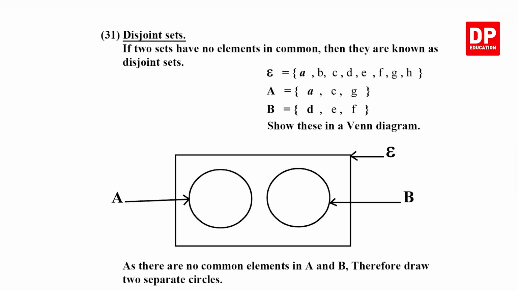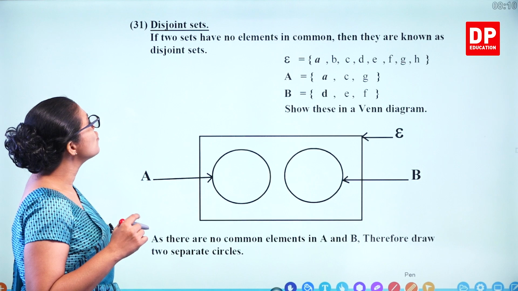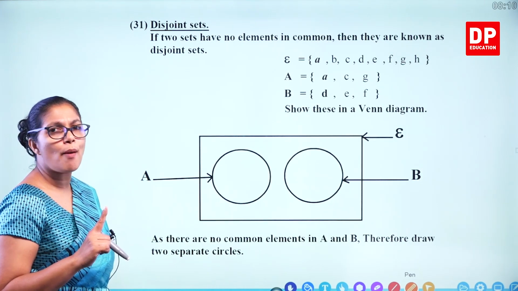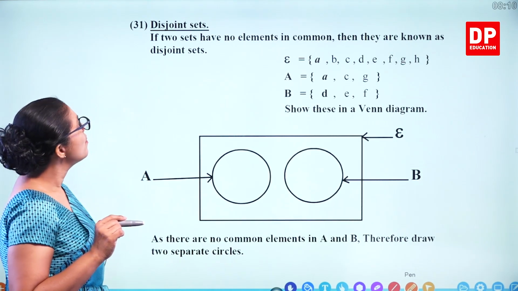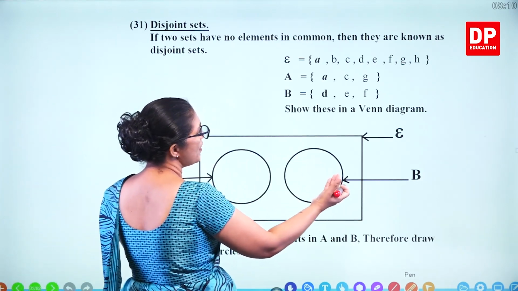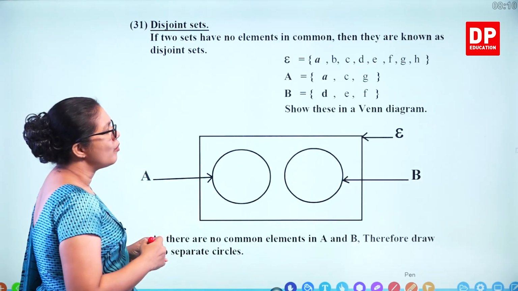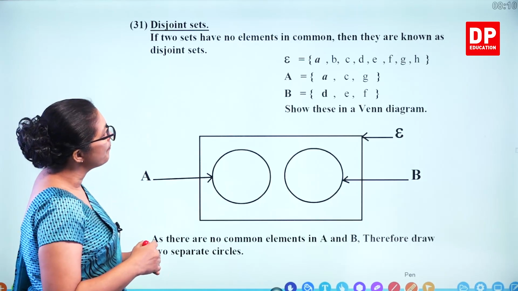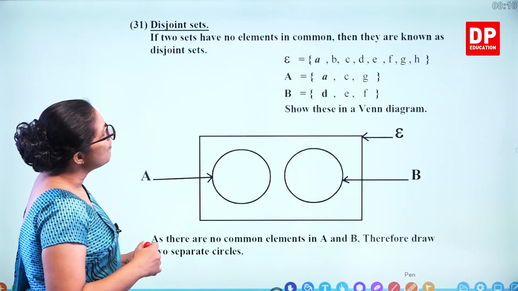Disjoint sets. What are disjoint sets? If two sets have no elements in common, then they are known as disjoint sets. Here, can you see two separate circles, no common elements. Show these in a Venn diagram.